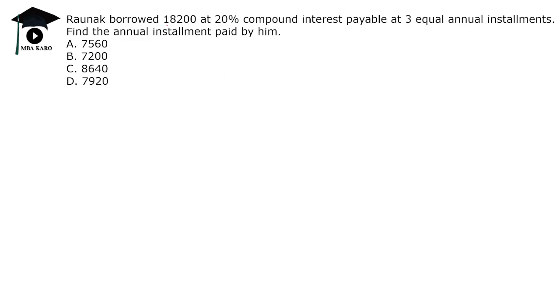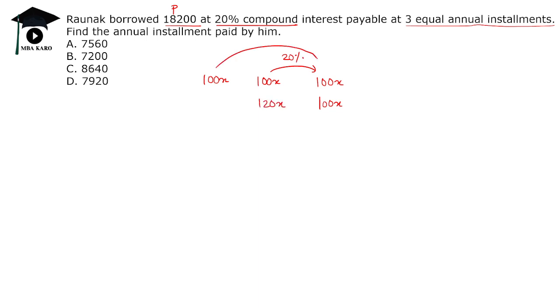Ronak borrowed 18,200. Again, principal is given to us at 20% compound interest, payable at 3 equal annual installments. Find the annual installment paid by him. Now, this is a question on compound interest, right? So, we will have to make the installment accordingly. Suppose the installment is 100x, 100x and 100x. Now, if you do not pay on time, obviously this will be 100x. In this case, 20% compound interest. In 1 year, you will be paying 120x. Now, here comes the compound interest thing. So, you will be saying 1.2 square times.